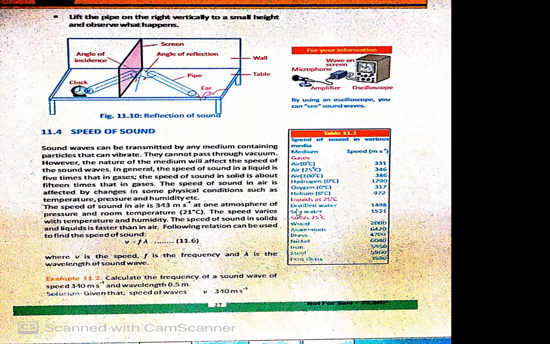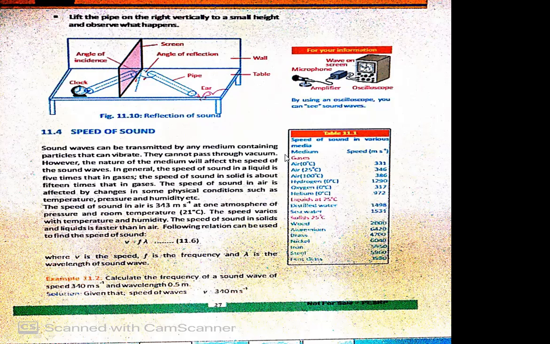Similarly, speed of sound in different media: this is gases, this is liquid, and this is solids. For liquid at 25 degrees Celsius, the speed of sound is 1498, and in sea water it is 1531 meters per second. So this is the liquid. The speed of sound is increasing.